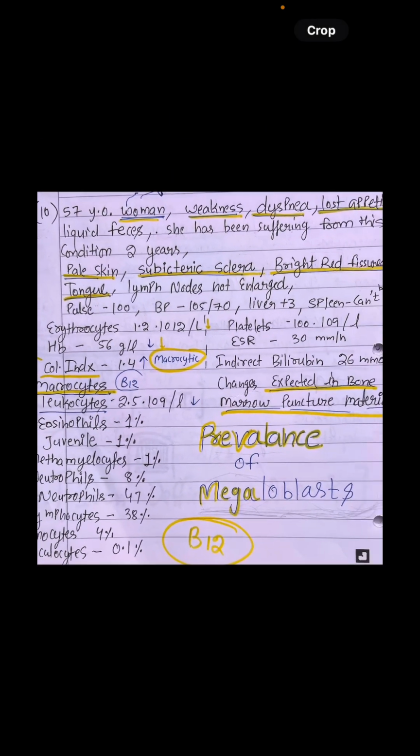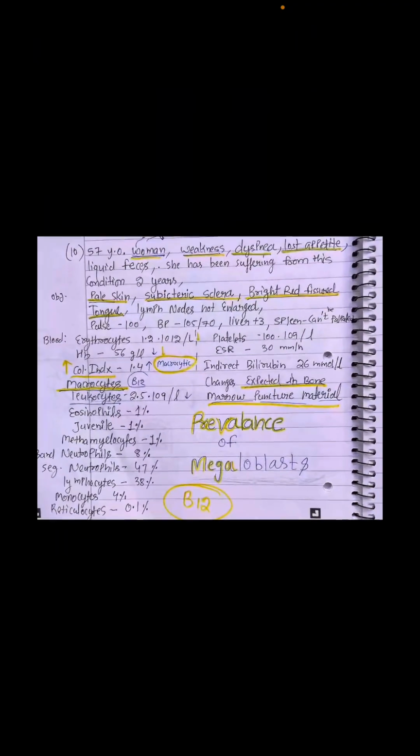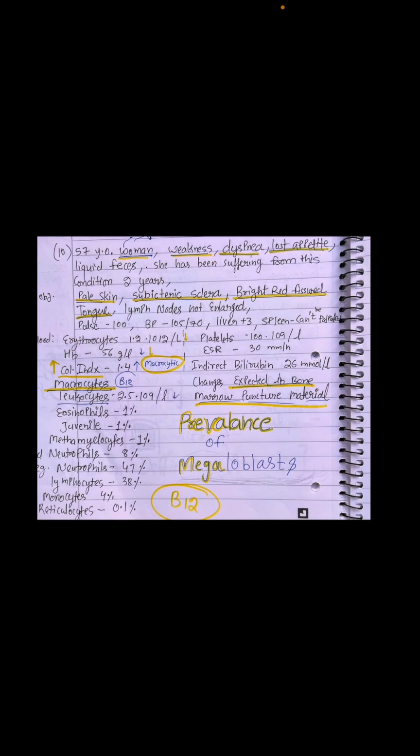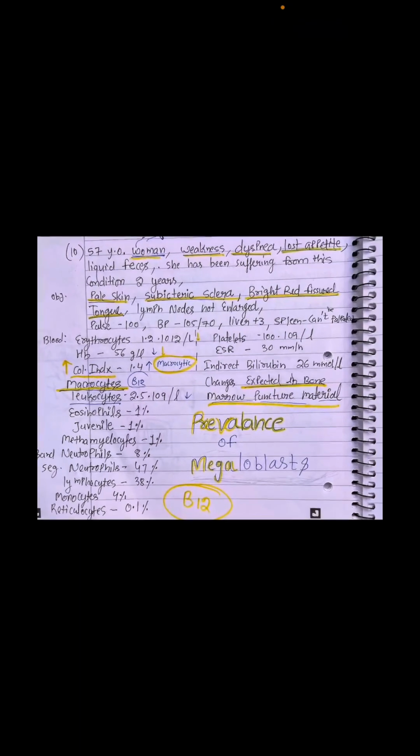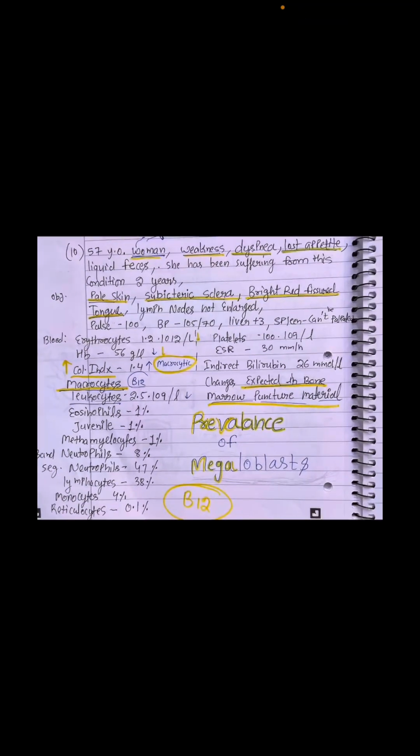Another symptom you can see, another question says a bright red fissured tongue. So those erosions are simply termed a fissured tongue. Another symptoms you can see in the question are loss of appetite and many things. CBCs will be affected very highly. Hemoglobin is low, and a lot of things are there.